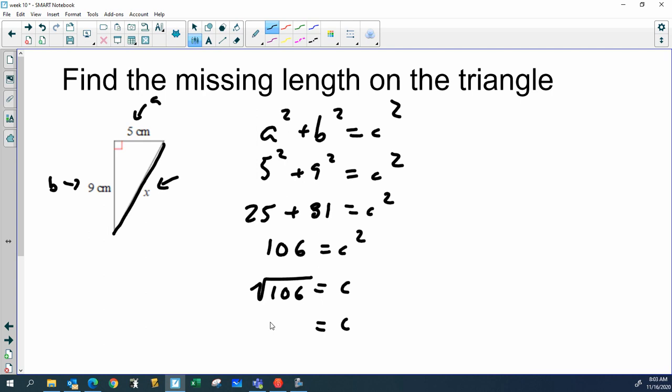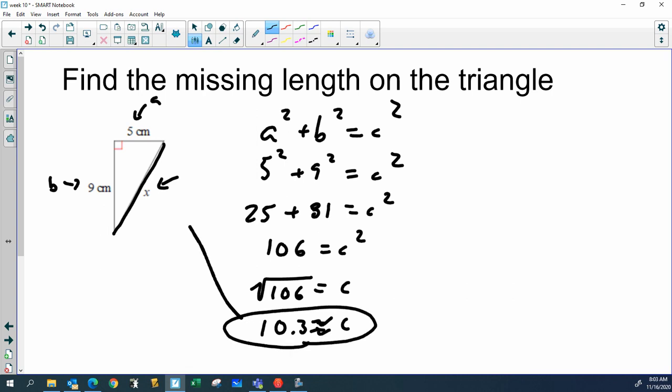So 10.295, so I'm going to say if it's 10.295, I'm going to call it 10.3. And we'll use the it's approximately symbol there. So the side length, the hypotenuse, is about 10.3. Okay, so this is what we've been practicing. We morphed this into the distance formula. We've been practicing this in class.